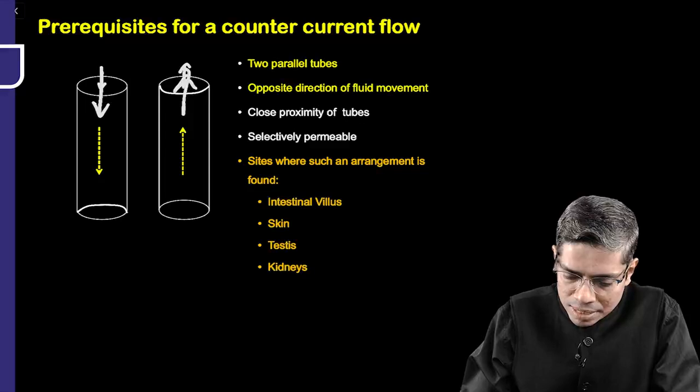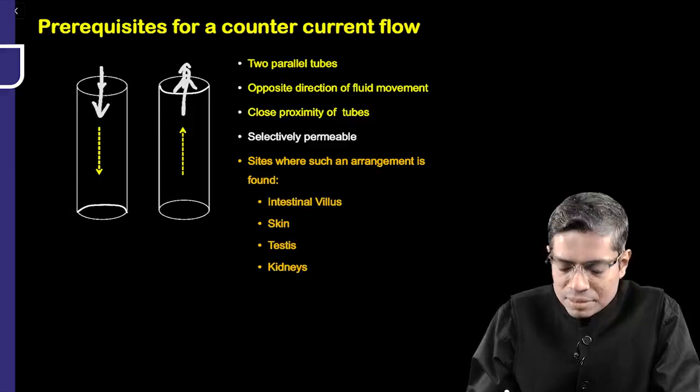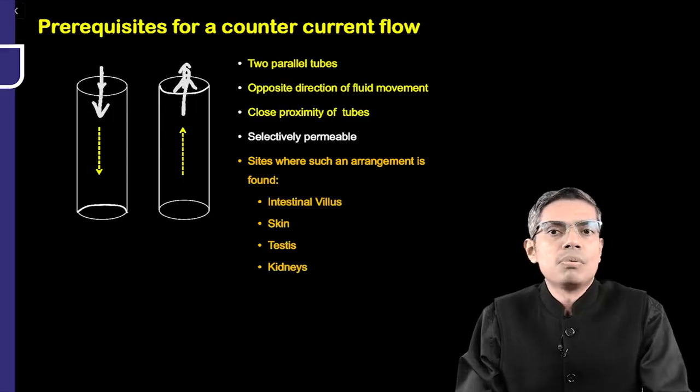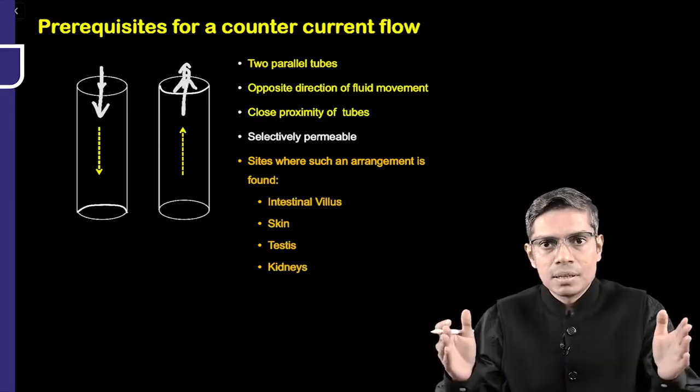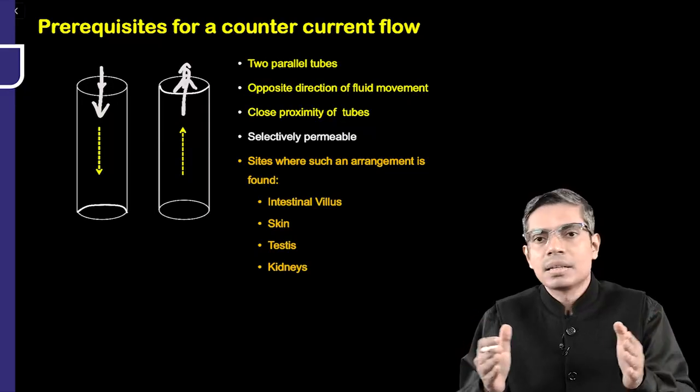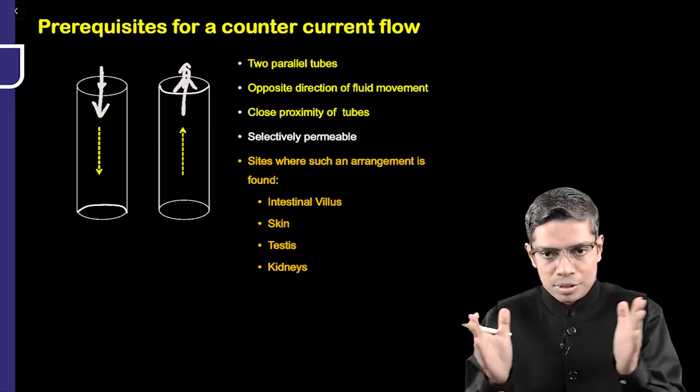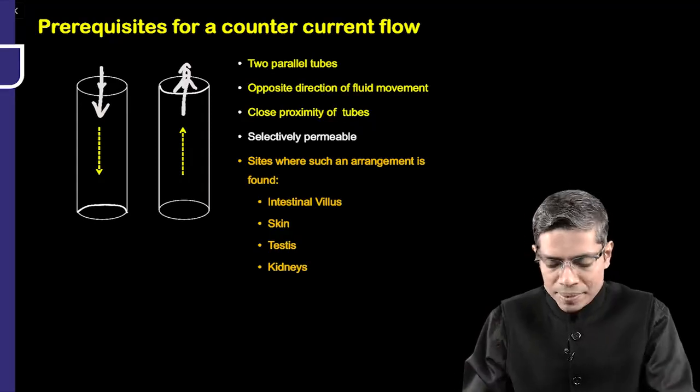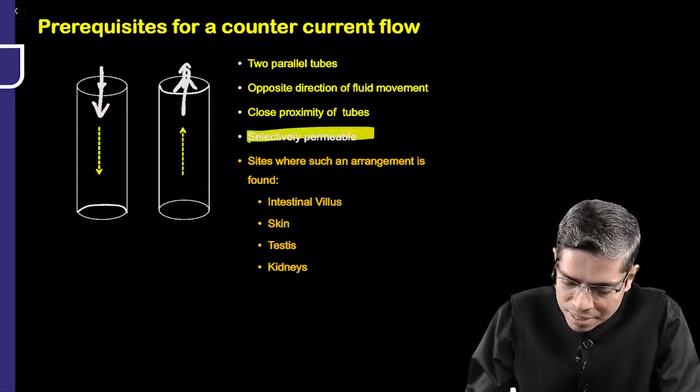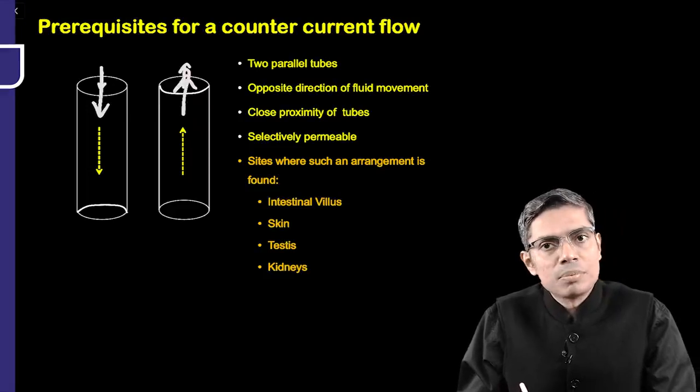Then the third one is that these tubes should be present in very close proximity to one another. Okay, if they are very far away from one another, then the countercurrent system is not going to operate. So they should be very close to one another. And the number four criterion is selective permeability of these tubes.